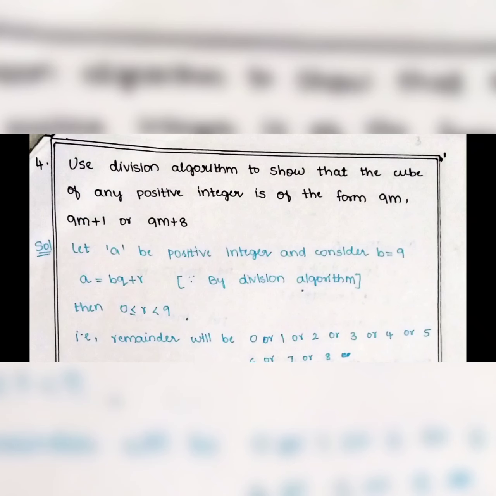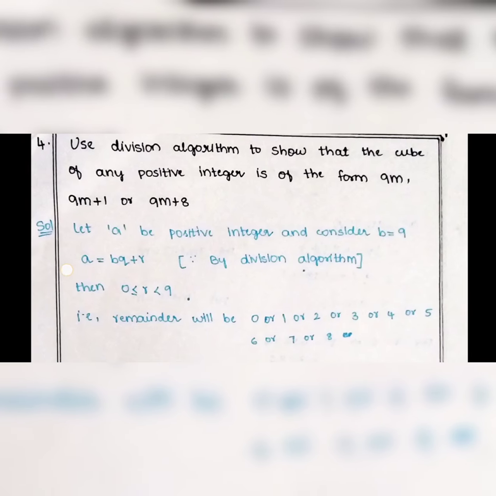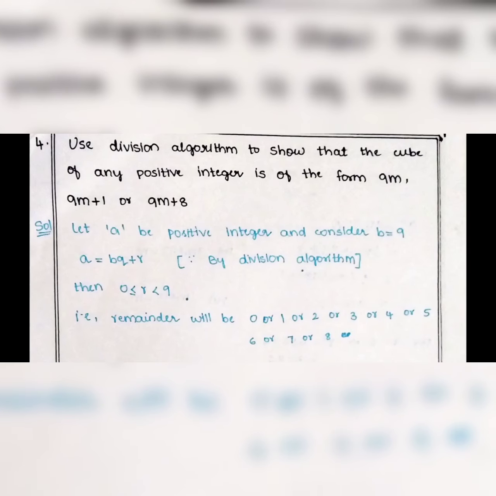Coming to the next bit: use the division algorithm to show that the cube of any positive integer is of the form 9m, 9m plus 1 or 9m plus 8. Let a be a positive integer and consider b equal to 9. By the division algorithm, a is equal to bq plus r, where 0 is less than or equal to r less than b. What will be the possible remainders? 0, 1, 2, 3, 4, 5, 6, 7 or 8. It should be less than 9.